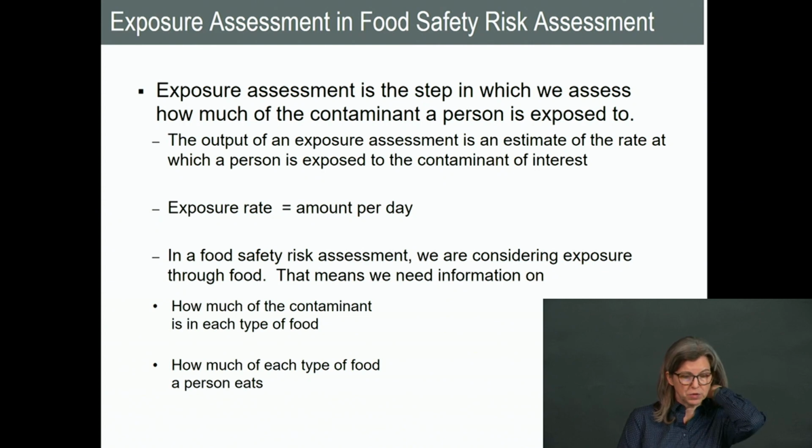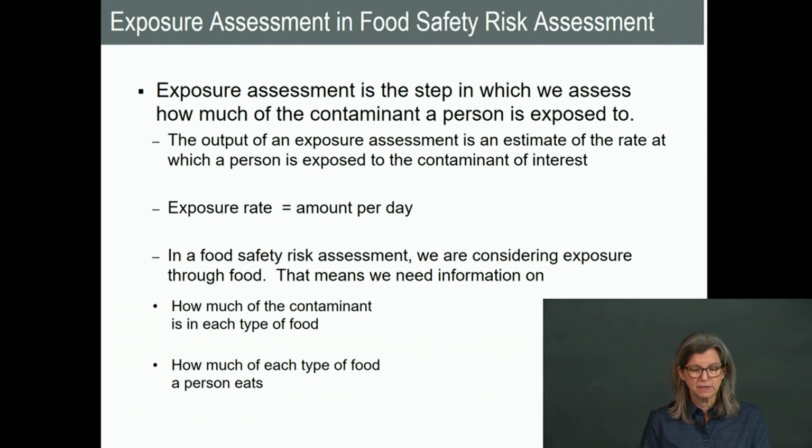So exposure assessment is the step where, remember, hazard identification was the first step. That's where we decide which hazards we're going to focus on, which pathogens, which chemicals, if you're doing chemical risk assessment, which group of pathogens or chemicals. So which particular hazard you're going to focus on, that's hazard identification. And then now in exposure assessment, we're talking about estimating how much of that hazard is part of what the person is being exposed to.